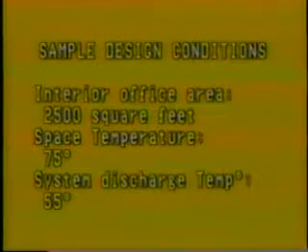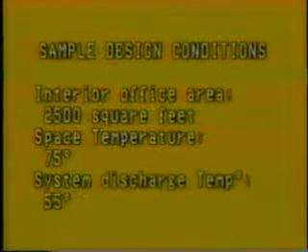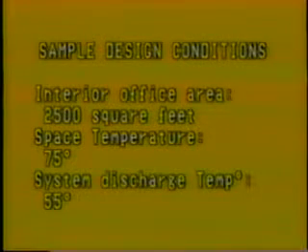Let's take a look at an interior office area. And let's say that that office area is made up of 2,500 square feet. The desired space temperature is 75 degrees. Our central system discharge temperature, 55 degrees.